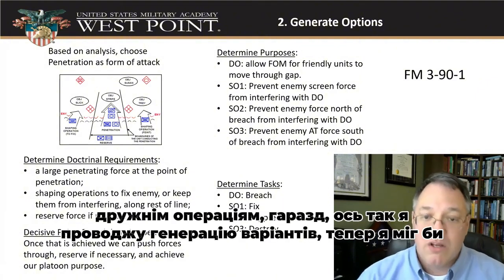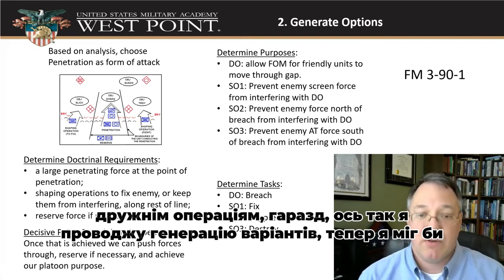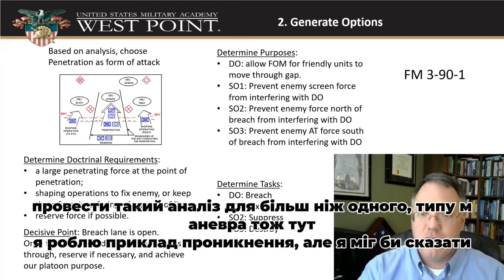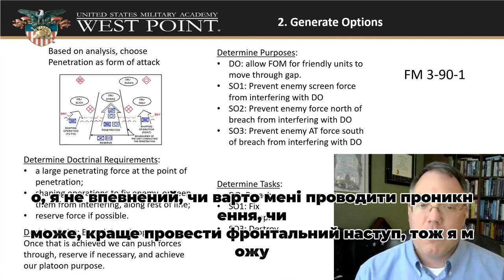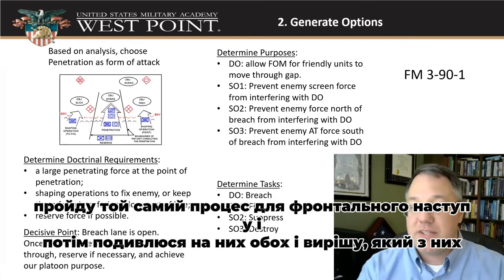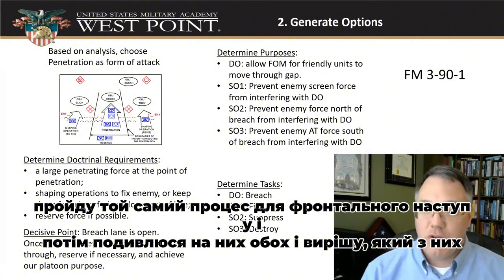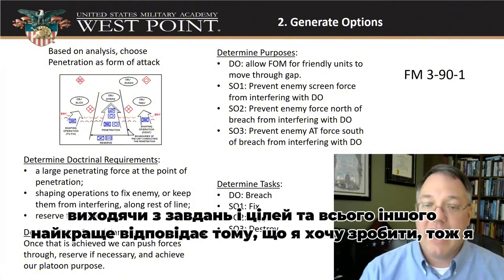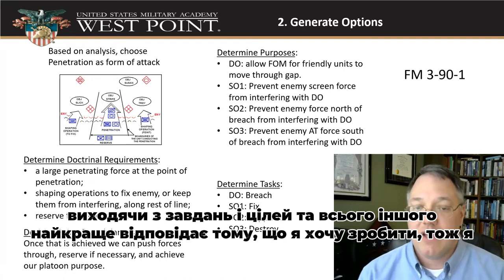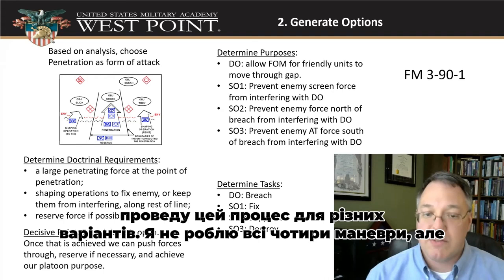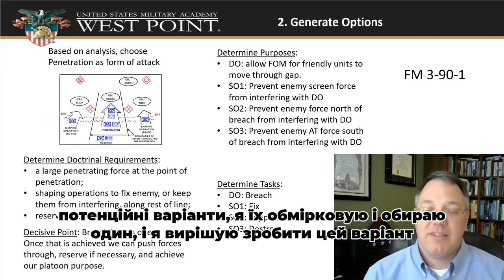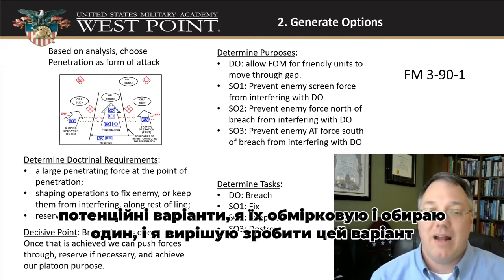All right. So that's how I go through generating options. Now I could do this kind of analysis on more than one. Here I've given the example of penetration, but I might say, oh, I'm not sure if I should do the penetration or maybe I should do a frontal assault. So I might go through the same process for frontal assault and then look at the two of them and decide which one, based on the tasks and purposes and everything else, matches best with what I'm going to do. So I'll go through this process for the different ones. I don't have to do every form of maneuver, but the potential ones, I think through them and decide on one, and I'm going to decide to do this option.